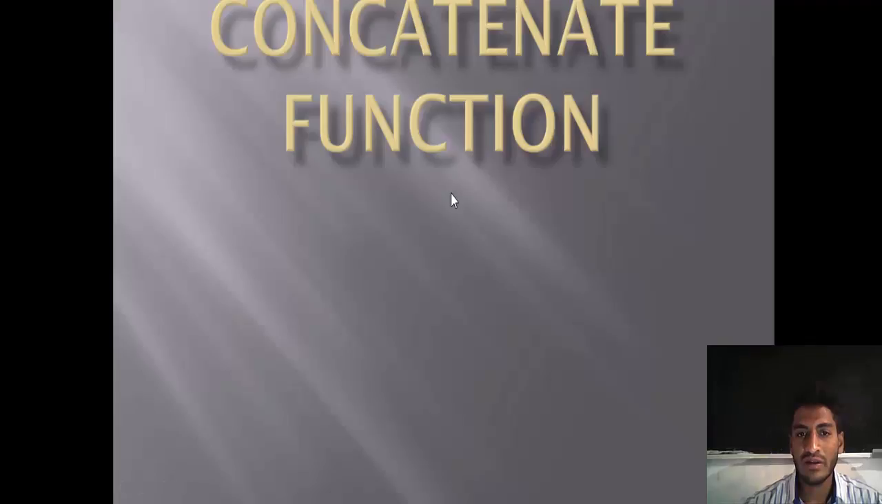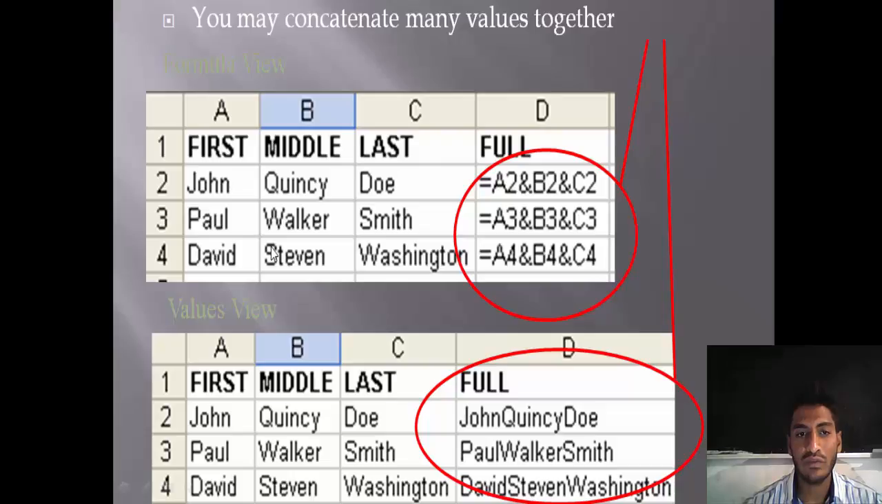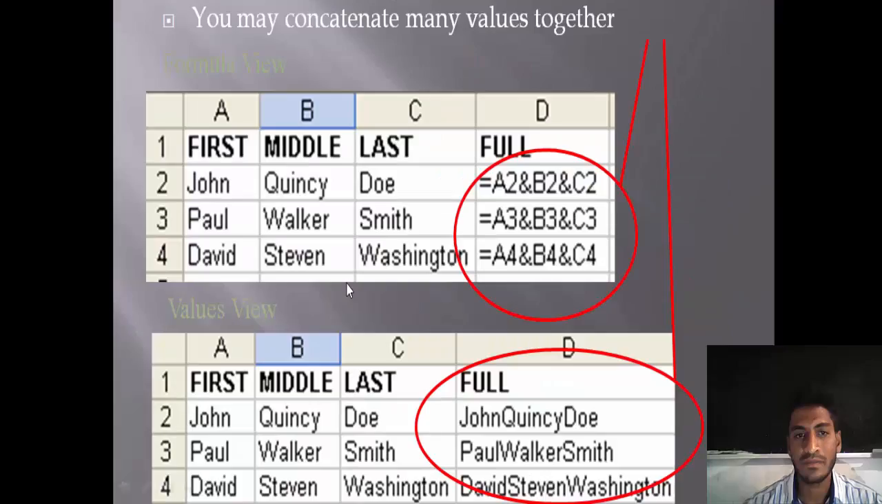Concatenation and the concatenate function. Concatenation is used to combine or concatenate two different text values. Formula view: first name, last name, full name, and the values view. Notice that there is no space between the values. You may concatenate many values together. Formula view: first, middle, last, full. And values view: first, middle, last, full.